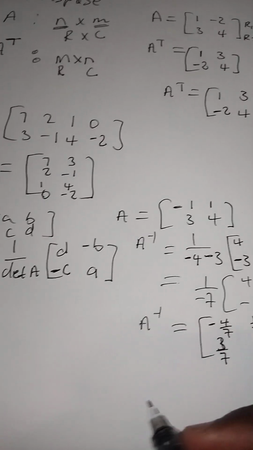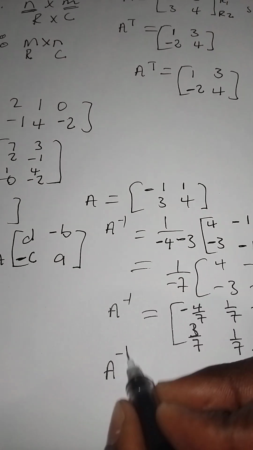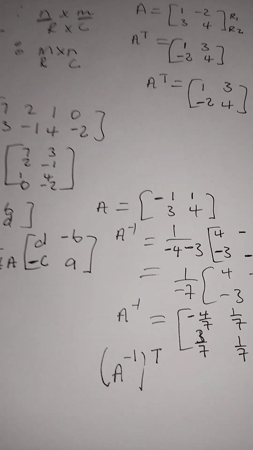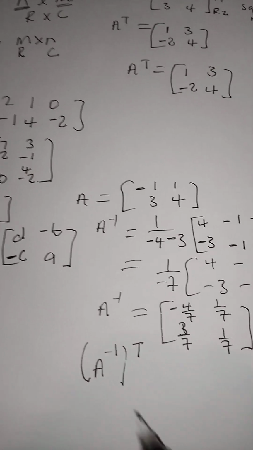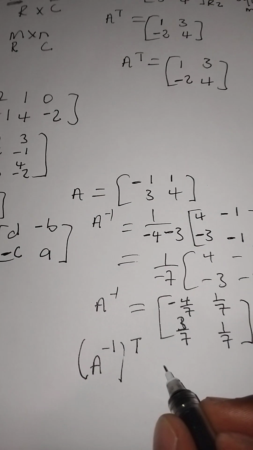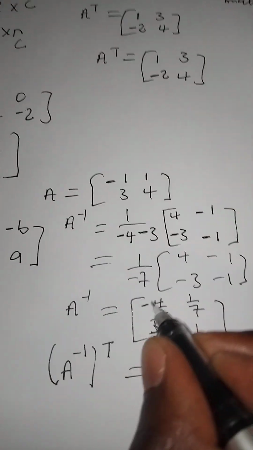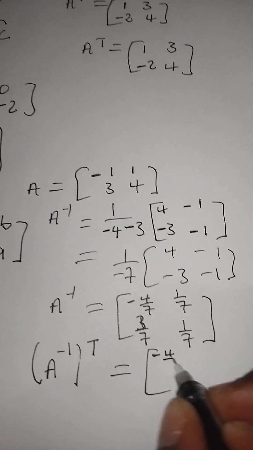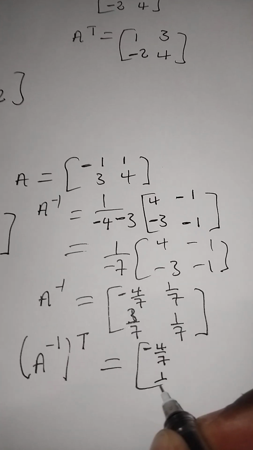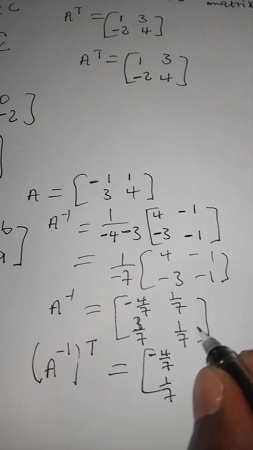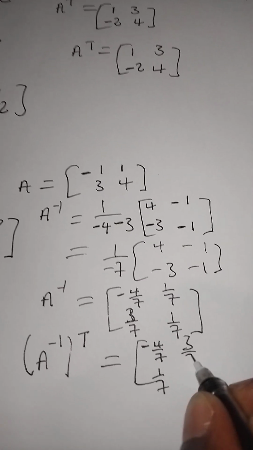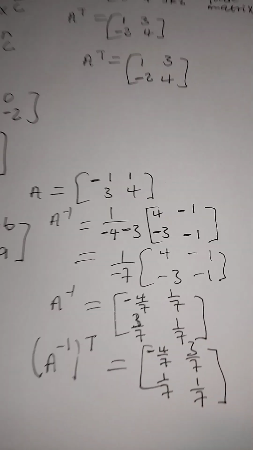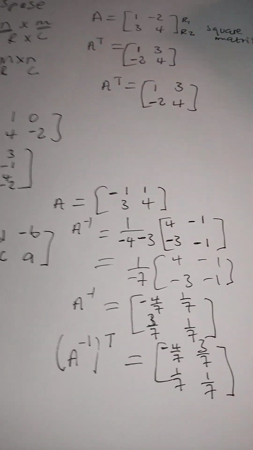So now how about the transpose of that? If we're looking for the transpose, it's basically something like this. The transpose of the inverse of A is going to be what? We said that the rows become columns, so the first row is minus 4 over 7, then 1 over 7, like that. Then this row becomes a column: 3 over 7, and 1 over 7, just like that. Okay, so this is basically how you go about it.